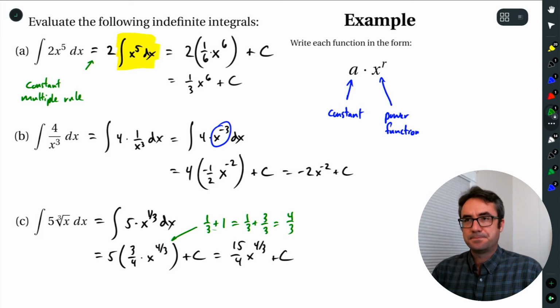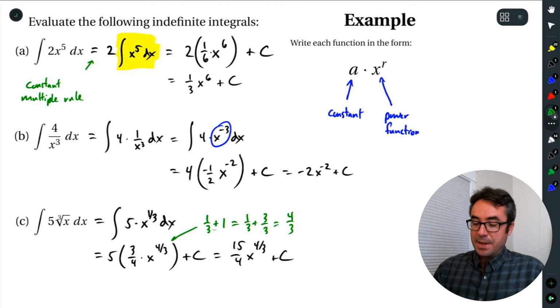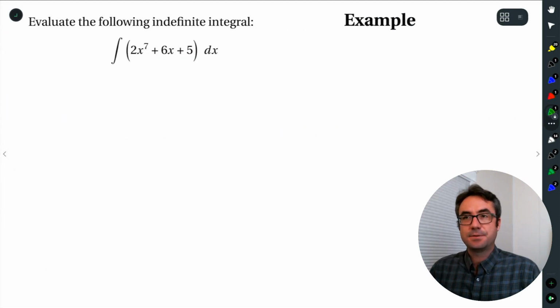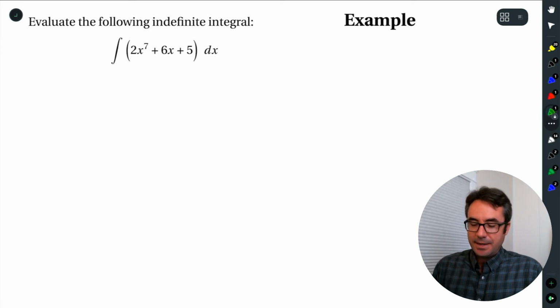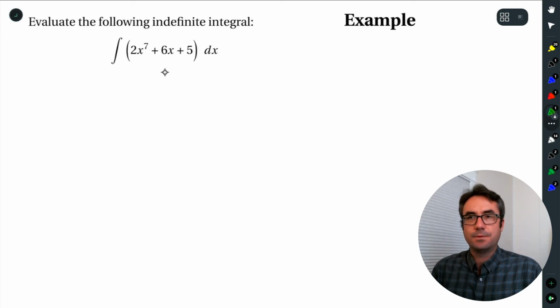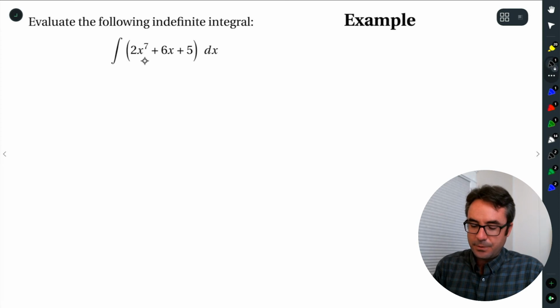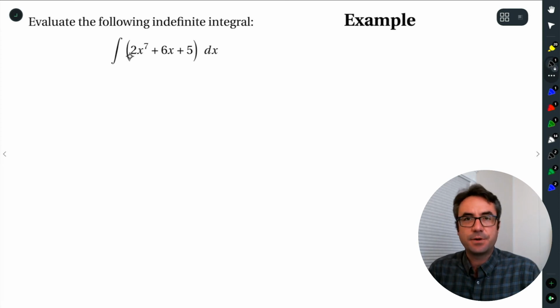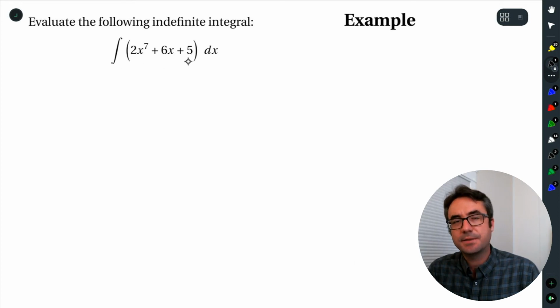All right. So a little bit of practice using the constant multiple rule. Now let's try to expand the types of functions we can integrate, and let's see how the sum rule works into this. And so what we can do is, when we look at this, we have the function 2x raised to the power 7 plus 6x plus 5. We're going to integrate this function.